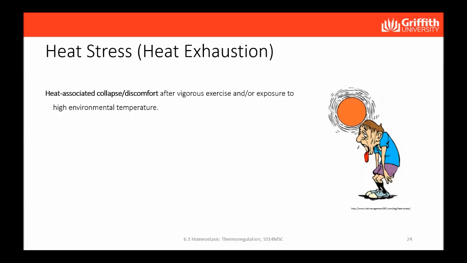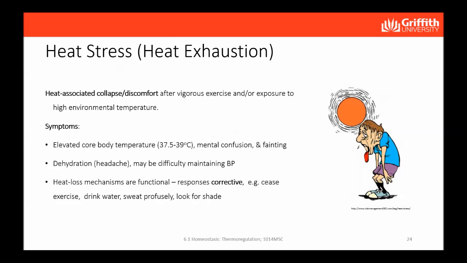Heat stress or heat exhaustion can be described as heat-associated extreme sweating and the collapse of an individual during or following vigorous physical activity or exposure to high environmental temperatures. Symptoms include an elevated core body temperature, mental confusion, and fainting due to dehydration and consequent low blood pressure. During heat stress, the heat loss mechanisms are still functional, and the responses can be corrective, meaning the body is trying very hard to bring the temperature down to the normal range, by instigating conscious and unconscious responses, such as seeking shade, drinking water, sweating profusely, and resting.